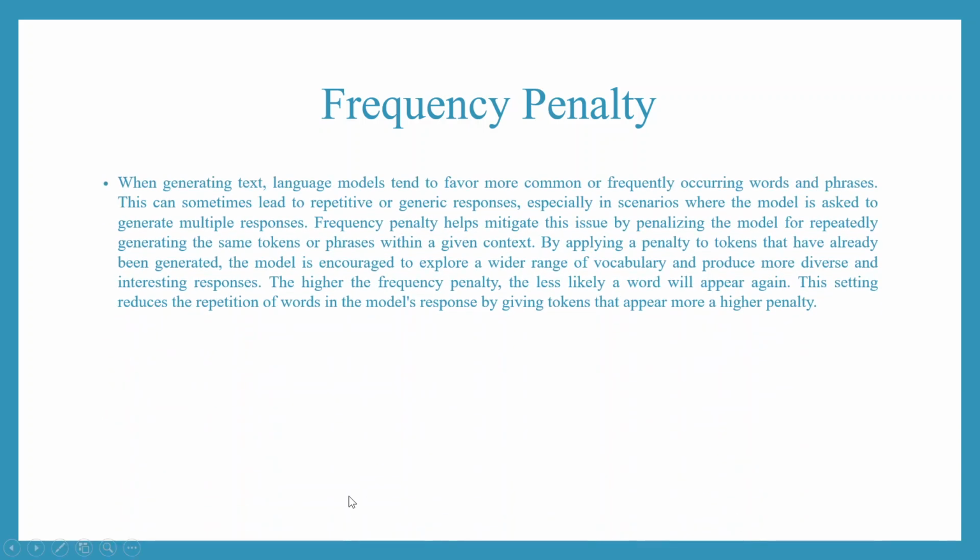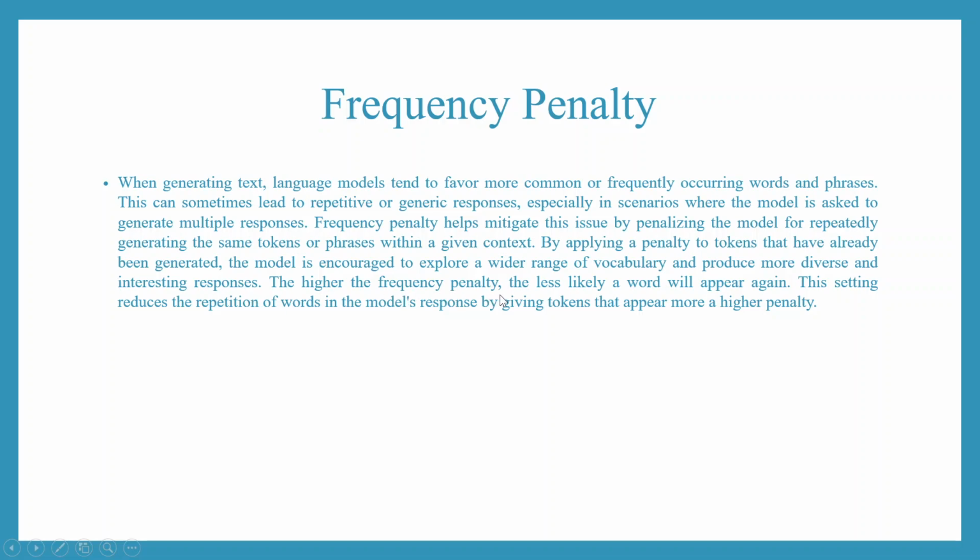Frequency penalty. When generating text, a language model tends to favor more common or frequently occurring words and phrases. This can sometimes lead to repetitive or generic responses, especially in scenarios where the model is asked to generate multiple responses. Frequency penalty helps mitigate this issue by penalizing the model for repeatedly generating the same tokens or phrases within a given context. By applying a penalty to the tokens that have already been generated, the model is encouraged to explore a wider range of vocabulary and produce more diverse and interesting responses.